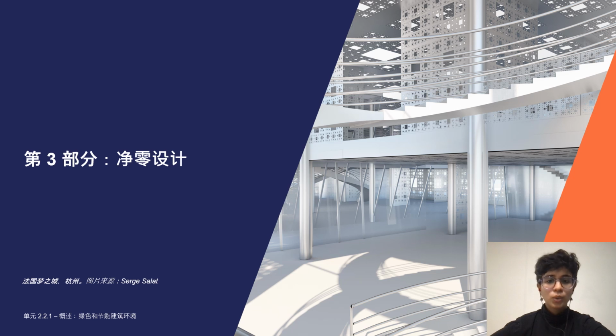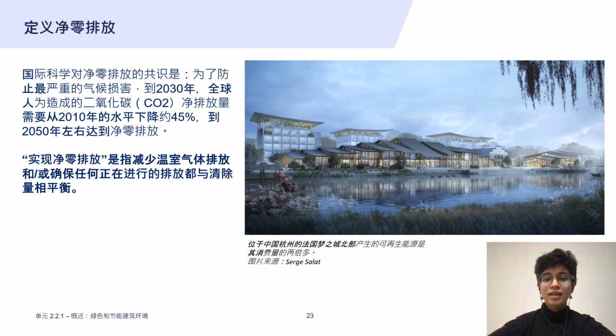In this last section, we will touch upon designing for net zero buildings. It is international scientific consensus that to prevent the worst climate damages, global net human caused emissions of carbon dioxide need to fall by about 45% from 2010 levels by 2030, reaching net zero around 2050. To go net zero is to reduce greenhouse gas emissions and to ensure that any ongoing emissions are balanced by removal. An example is the French dream town Northern part in Hangzhou, China.